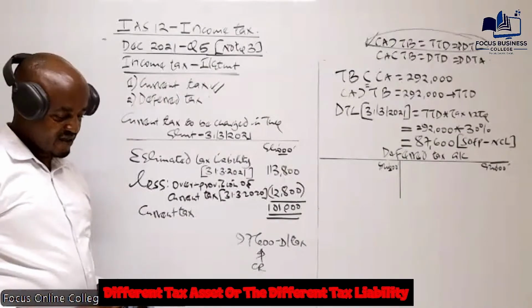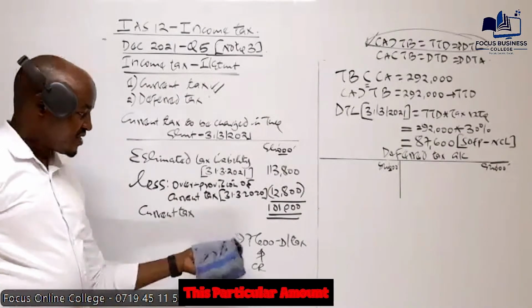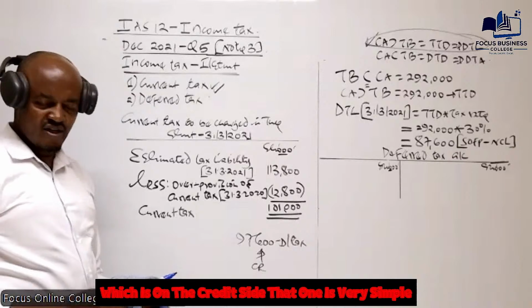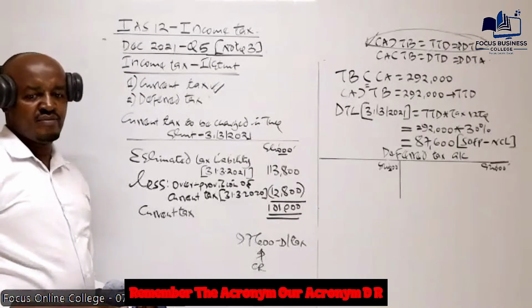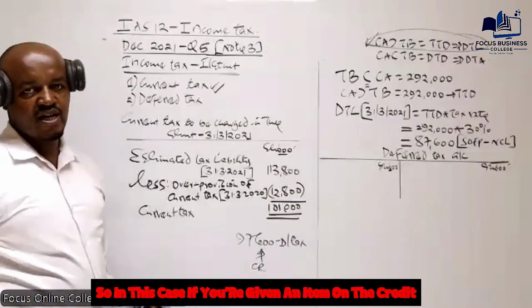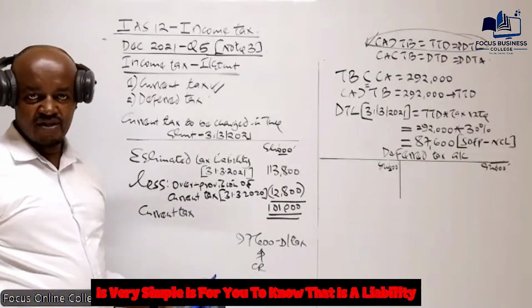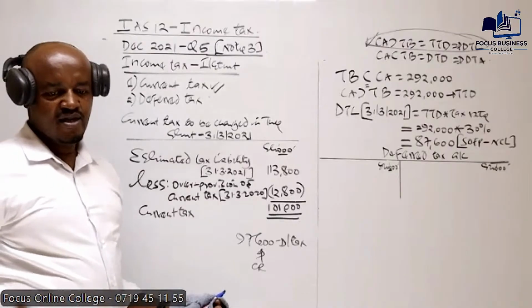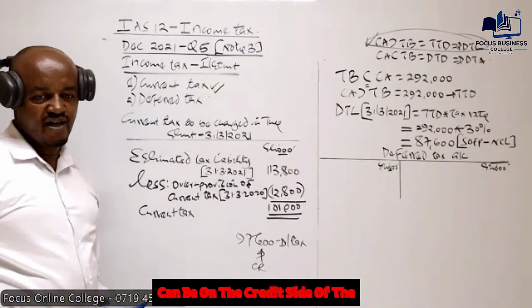Deferred tax asset or deferred tax liability? This particular amount, which is on the credit side, is very simple. Remember our acronym, DIRA. If you're given an item on the credit side, it's very simple: you know that it is a liability. There is no way an asset can be on the credit side of the trial balance.